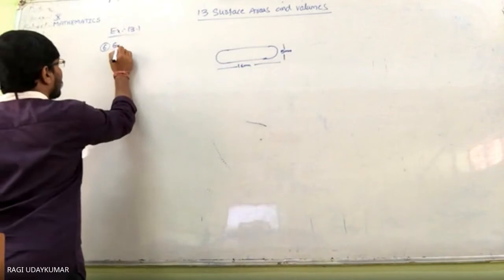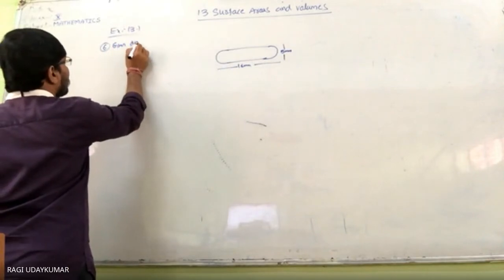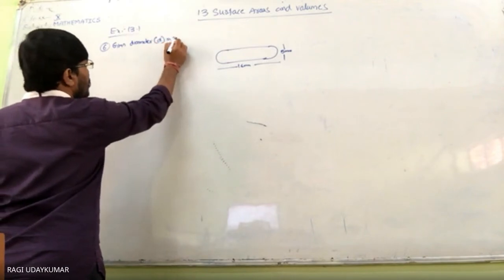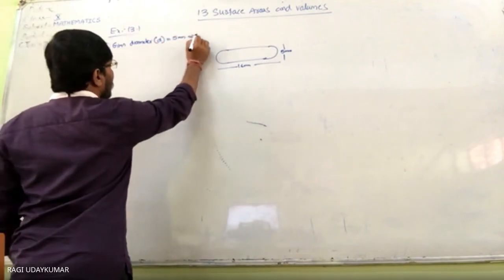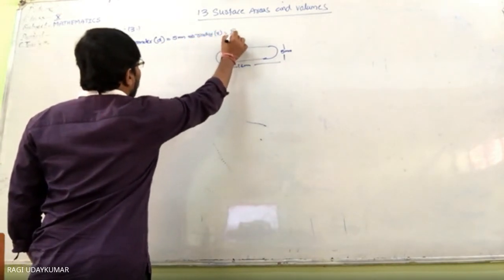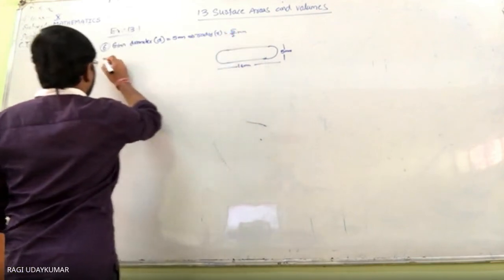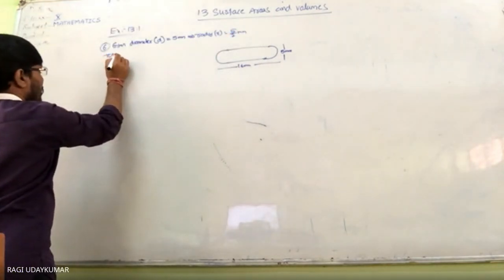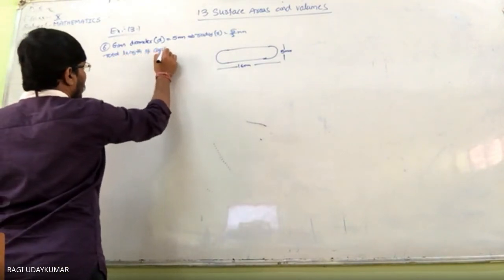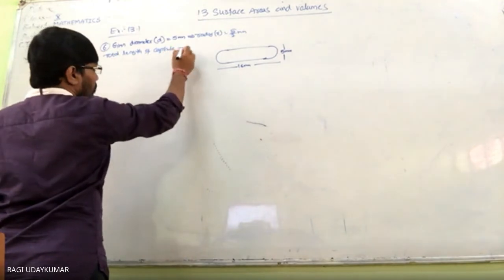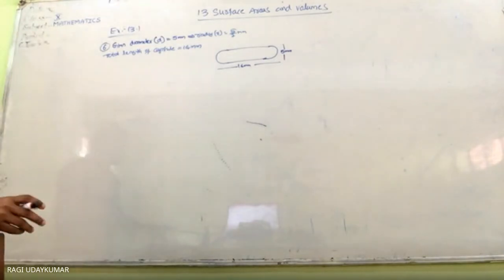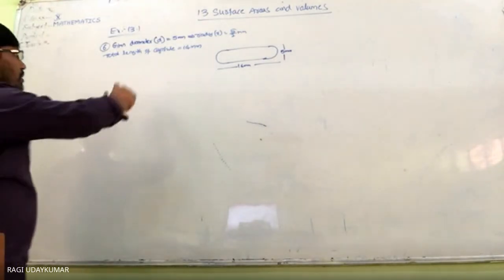Given diameter D is equals to 5 millimeters, implies radius R is equals to 5 by 2 millimeters. Total length of the capsule is equals to 14 millimeters.